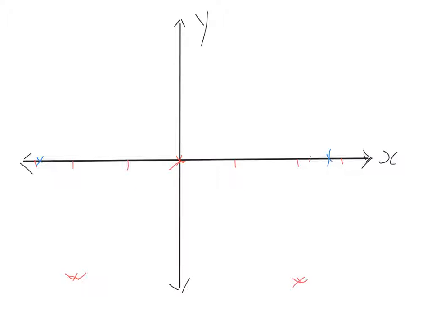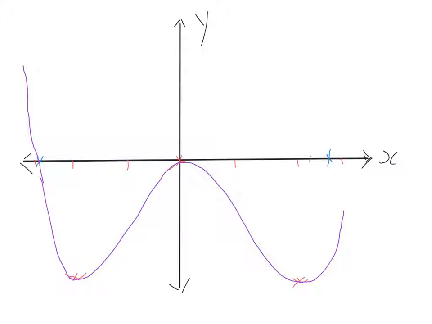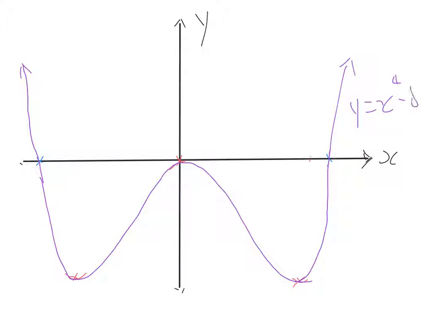Let's have a go at sketching it. I think it will look something like this. I'm a little bit off here. Okay, something like that. Now we should label it y equals x to the 4 minus 8x squared. And what you'll notice is we're not asked to do anything with the concavity.